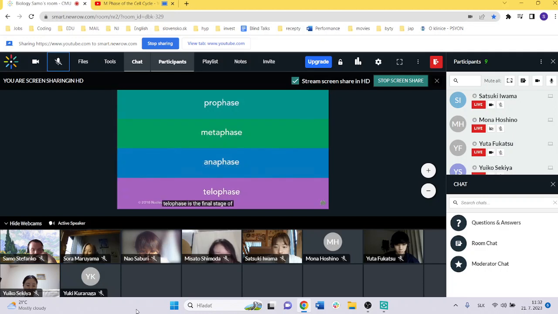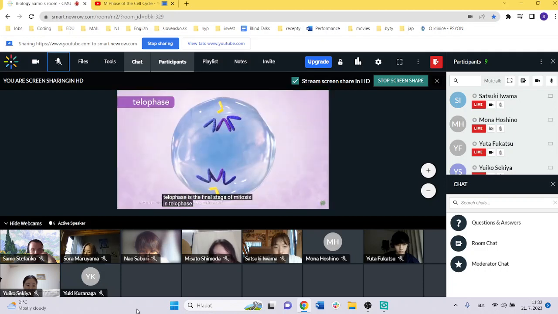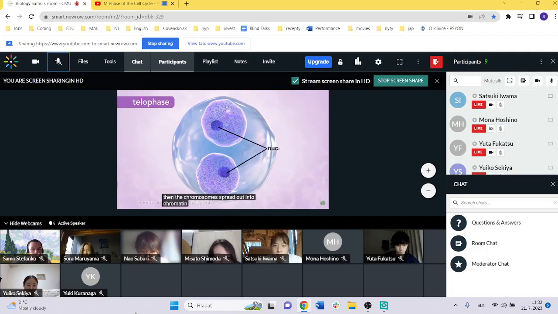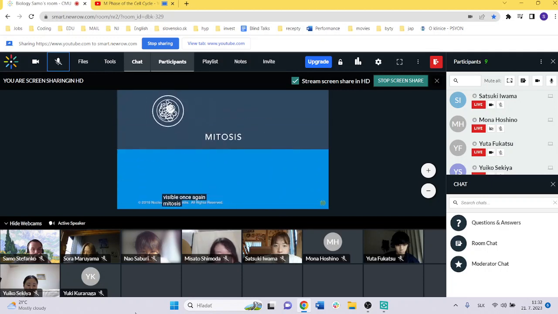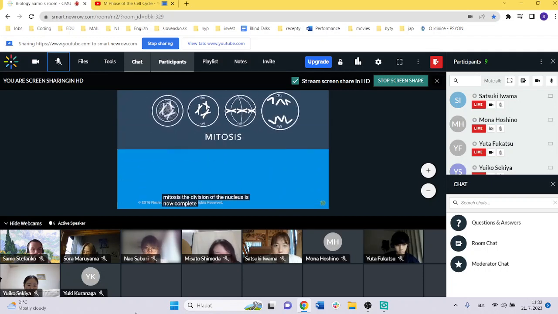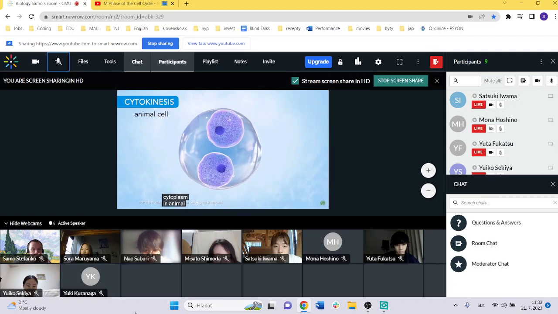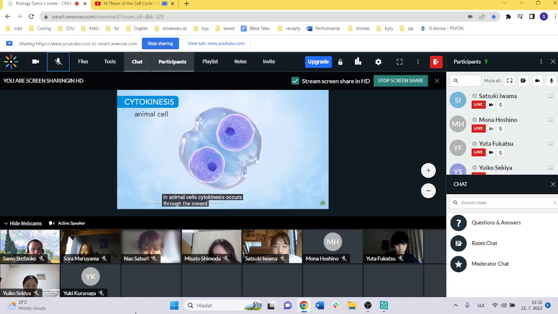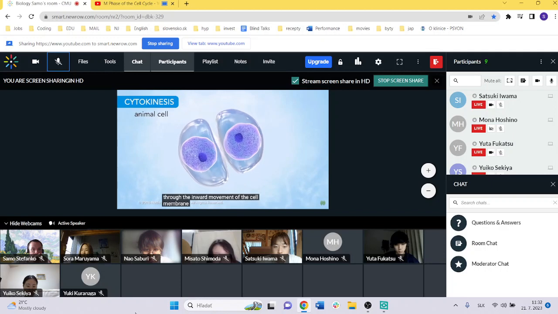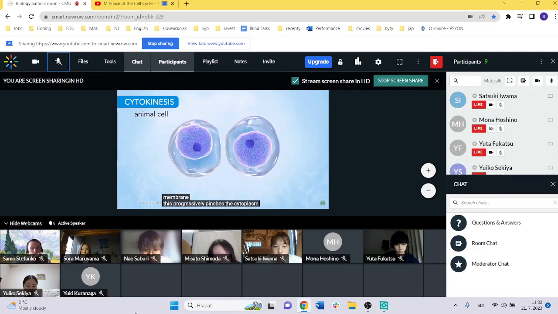Telophase is the final stage of mitosis. In telophase, a nuclear membrane reforms around each set of chromosomes. Then, the chromosomes spread out into chromatin, and the nucleolus becomes visible once again. Mitosis, the division of the nucleus, is now complete. The final step of the M phase is cytokinesis, the division of the cytoplasm. In animal cells, cytokinesis occurs through the inward movement of the cell membrane. This progressively pinches the cytoplasm until two identical daughter cells form.